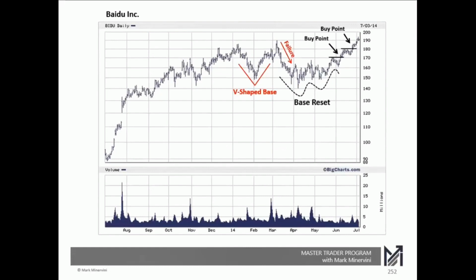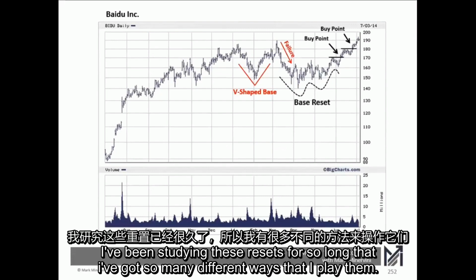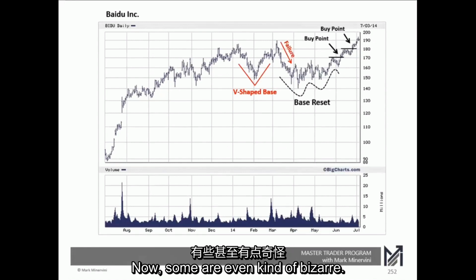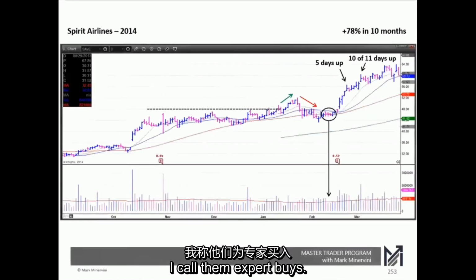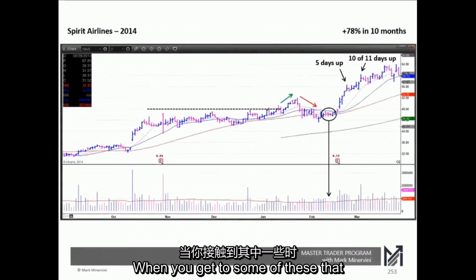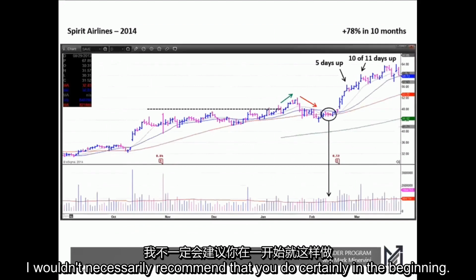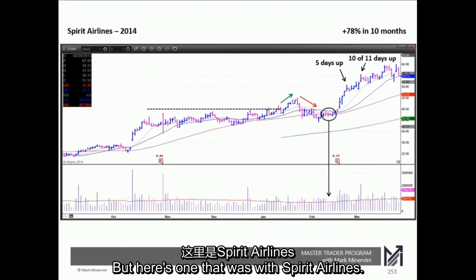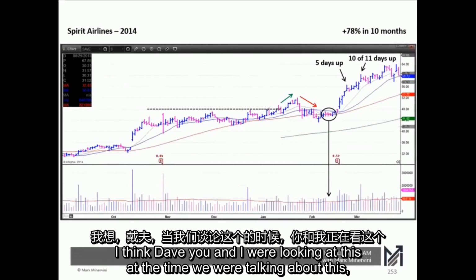I've been studying these resets for so long that I've got so many different ways that I play them now. Some are even kind of bizarre. I call them expert buys. When you get to some of these, I wouldn't necessarily recommend that you do them, certainly in the beginning. But here's one that was with Spirit Airlines. I think, Dave, you and I were looking at this at the time. We were talking about this.